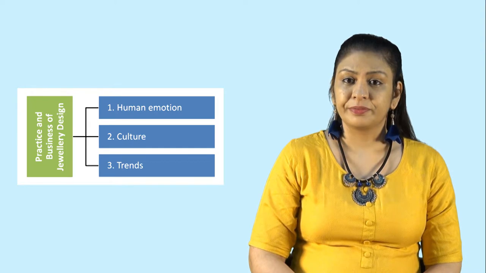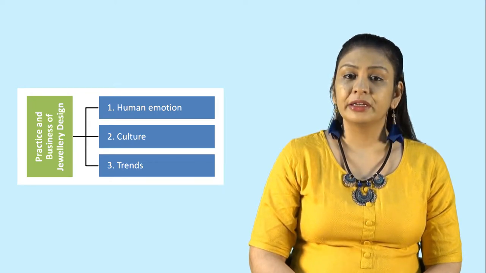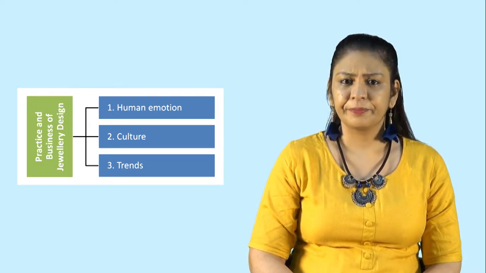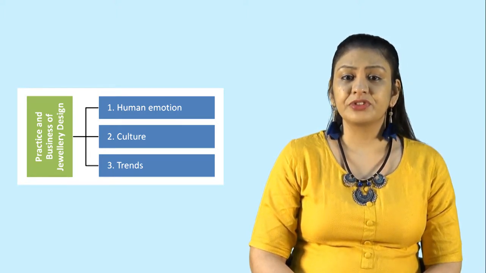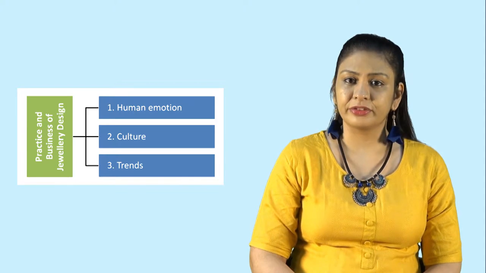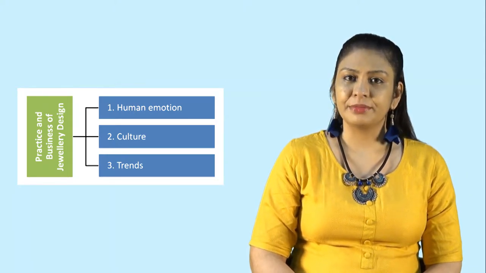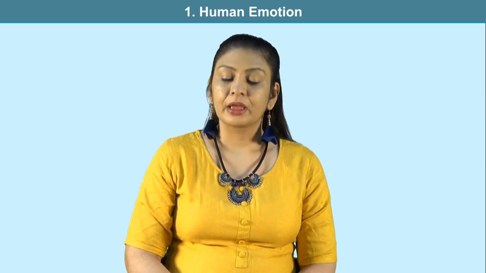Human emotion, that is human want, emotions, and need. Second, culture. Culture includes tradition, heritage, and practice. And finally, trends. Now let me attempt to elaborate each one of these points. Firstly, let us look at human emotion.